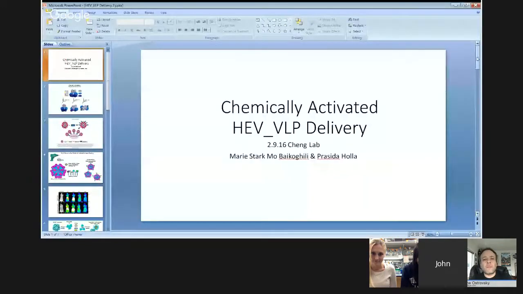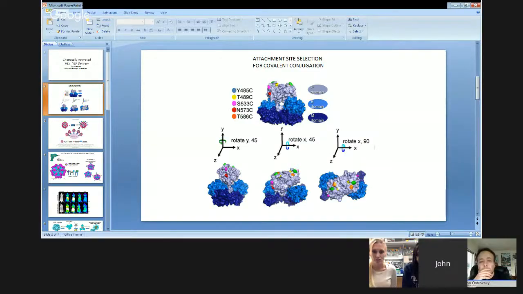Okay, all right, so we're going to talk about the chemically activated HEV VLP delivery. So we're going to start with actually talking about the cysteine sites that we chose on the virus-like particle. So if we go to the next slide, the first aspect of this particular publication was choosing sites on the surface of the virus-like particle. So in this case, we were choosing protrusion domain sites, meaning that they're highly exposed to liquid or the outer environment, as opposed to occluded cysteines within the virus capsid.